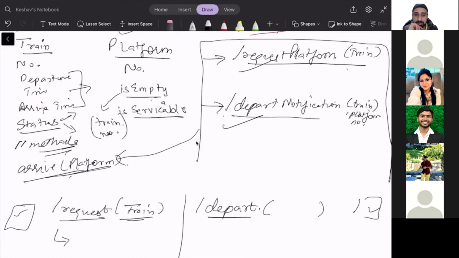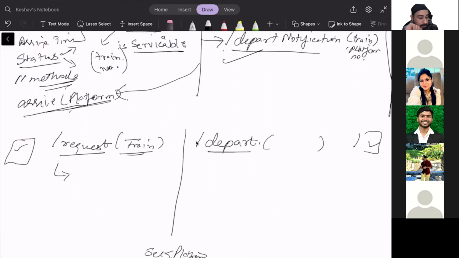Can we do it like this, Keshav? Like we have a queue, and whenever a train hits the slash request, then we just put that train into our queue. Like you need to wait for some time, and whenever slash depart executes, it frees a platform, and we pick up the first train in our queue and assign that platform to that train actually.